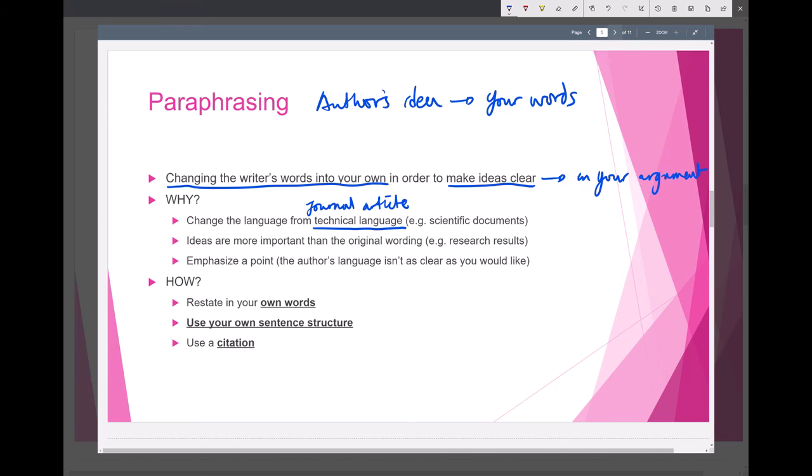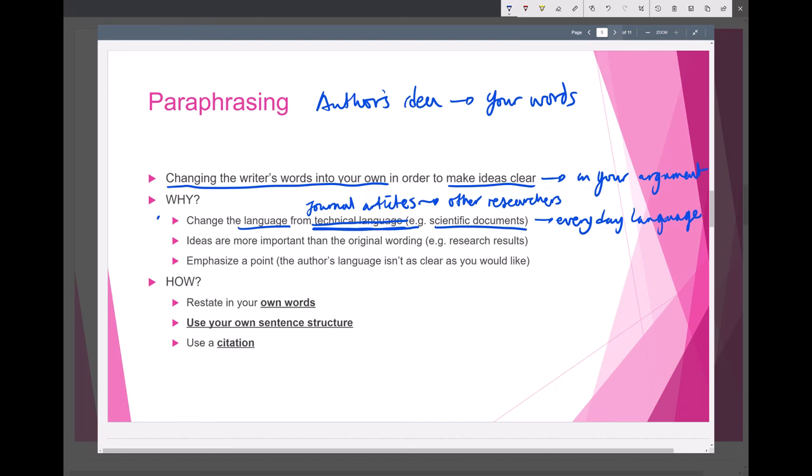And if you remember from last week's lecture about research, sometimes you read journal articles that's written for other researchers. So they use technical language. And you can find these in, say, scientific documents. And you want to change that language maybe into everyday language. So then the reader, let's say you and me, who is not familiar with whatever subject, would understand.